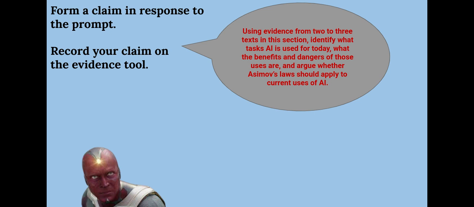The prompt is, using evidence from 2 to 3 texts in this section, identify what tasks AI is used for today, what the benefits and dangers of those uses are, and argue whether Asimov's laws could apply to the current uses of AI. Remember that a claim is an evidence-based opinion or conclusion about a text or topic. At this point in the process, you should make an informal statement in preparation for expressing your understanding in writing. You will have 7 minutes to complete this activity.